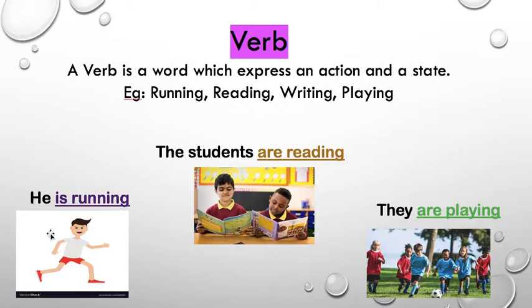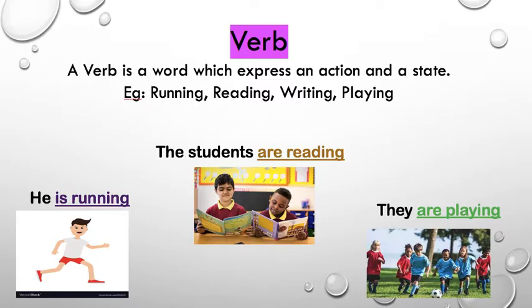Okay, so here the examples are in the form of sentences. Let us see that. He is running. Is running is the verb; is is the helping verb and running is the main verb. The students are reading. Are reading is the verb, are is the helping verb and reading is the main verb. They are playing. Are playing is the verb, are is the helping verb and playing is the main verb. Okay, so now you know what a verb is.